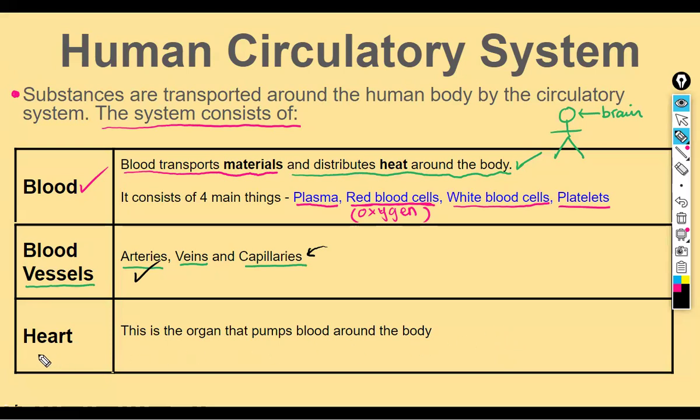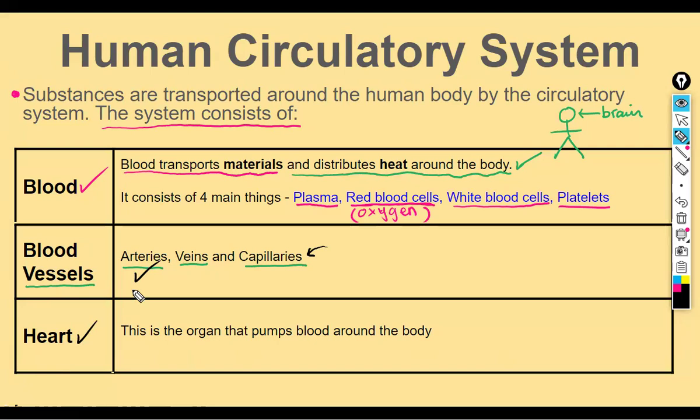And of course, the third part of the circulatory system, you can't forget this guy, the heart. The heart is the pump. Like how a water pump pushes water throughout your house, the heart pushes blood around your body.